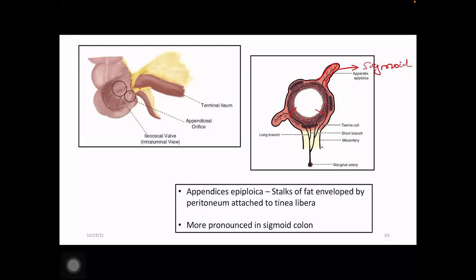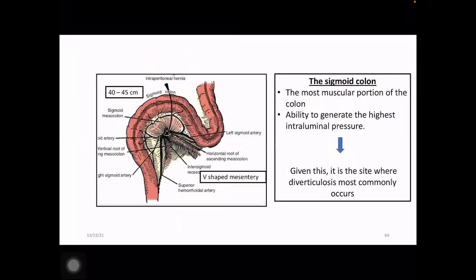Where the blood vessels perforate the bowel wall, there is a point of weakness in which the mucosa prolapses out and forms the diverticulosis. So this is the sigmoid colon. As I said before, it has a length of 40 to 45 centimeter, and importantly it has a V-shaped mesentery. The apex of the V points to the iliac vessel.